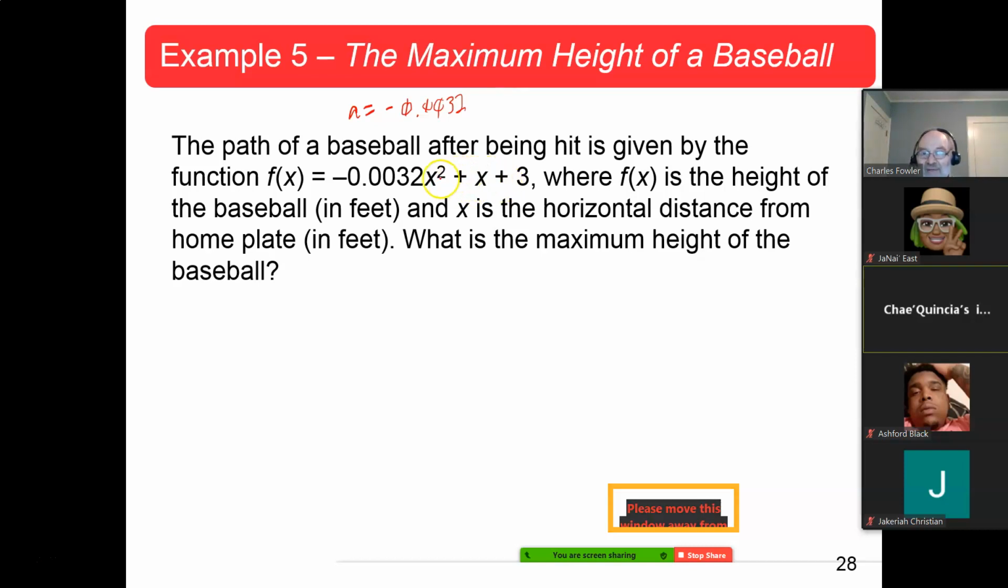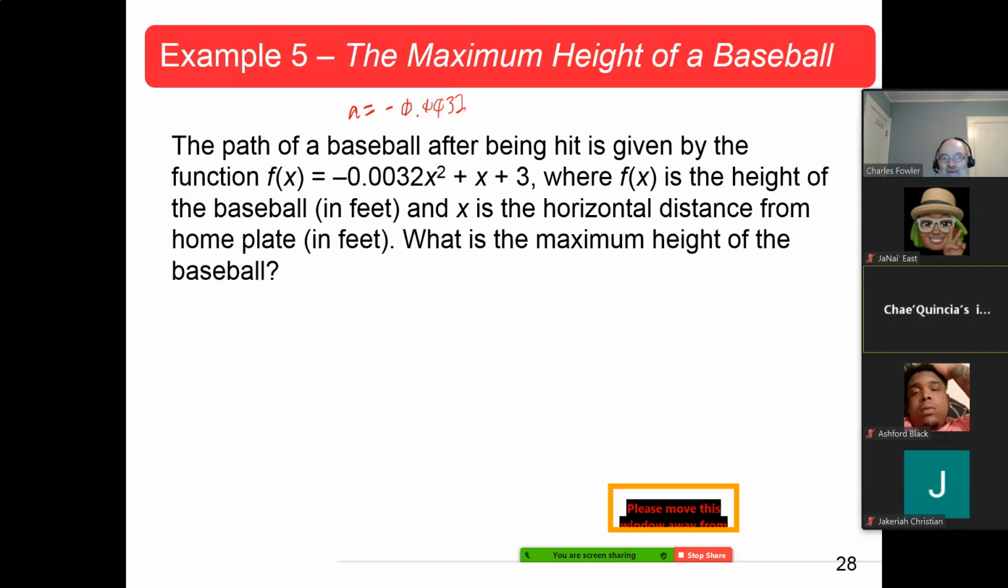But if you think about this, when x equals 0, you're right there on home plate. Well, where did you hit the ball? 3 feet off the ground, because this is the height at any point x. So when x equals 0 at home plate, you're 3 feet off the ground. That's just about waist level. Now you've hit that fly ball somewhere out there. Okay, so this sort of makes sense.